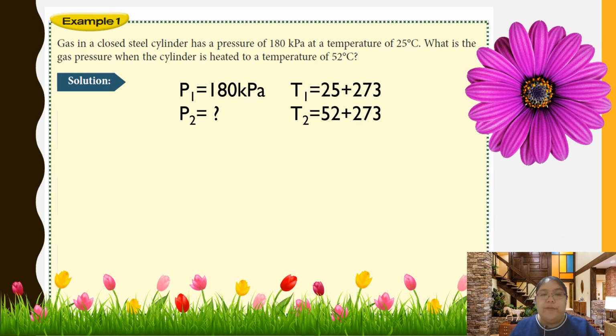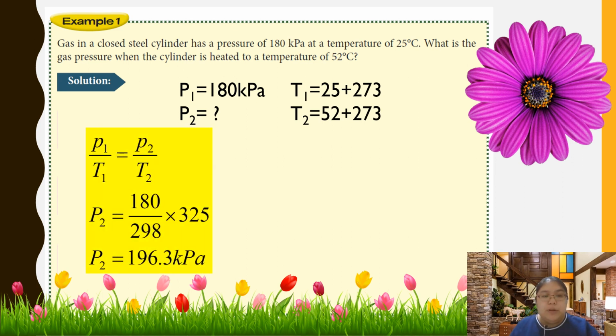Okay, let's see the info. P1 is 180. T1, 25 plus 273. T2, 52 plus 273. P2 we don't know. So we apply the pressure law formula. Okay, you want to find P2, is it? So 180 over 298, 298 is T2. After that, multiply with the T1.